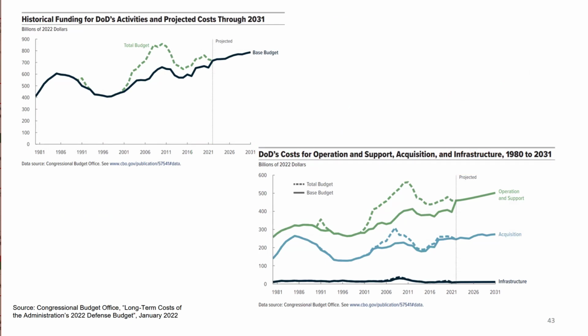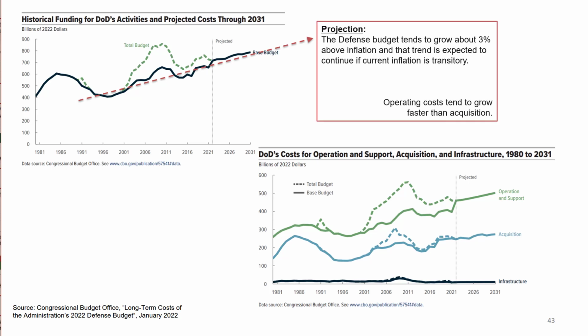If we look at the forecast, this is from the Congressional Budget Office, we see the defense budget has tended to grow about 3% above inflation, and that trend is expected to continue if our current inflation is indeed transitory. The lower right chart shows that operation and support costs tend to grow faster than acquisition costs.